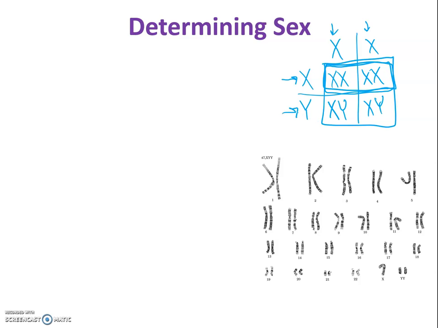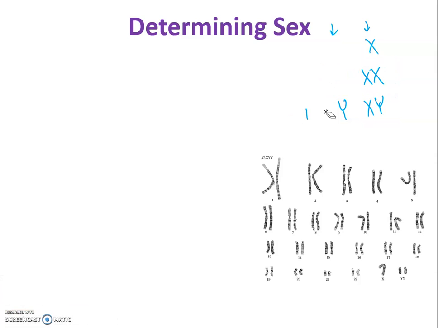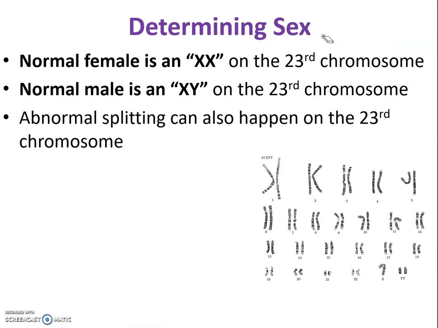If you're a male, you definitely got your X from your mom, but then your Y from your dad. So if I ask the question, who determines your sex, your mom or your dad? The answer is your dad. No matter what, mom gives you her X, but dad is either going to give you an X if you're a girl or a Y if you're a boy.